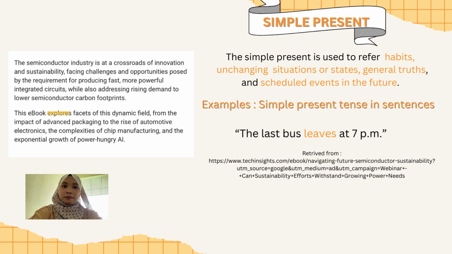Now, what is a simple present? Simple present is used to refer to habits and changing situations or states, general truths, and scheduled events in the future. Let's look at one of the general examples we have of simple present tense in a sentence. The last bus leaves at 7 p.m. The word leaves can be referred to a scheduled event in the future.